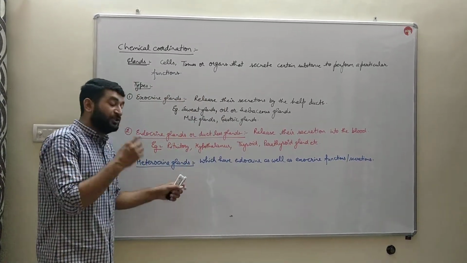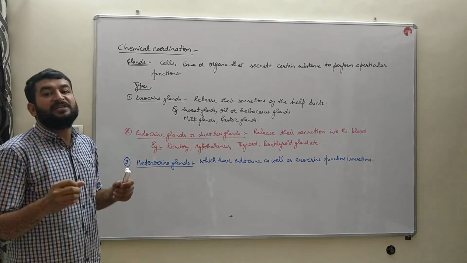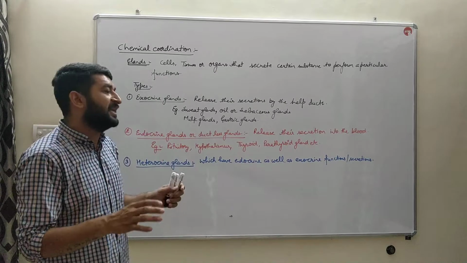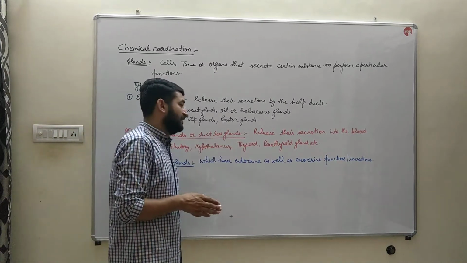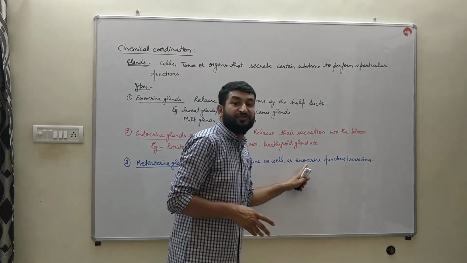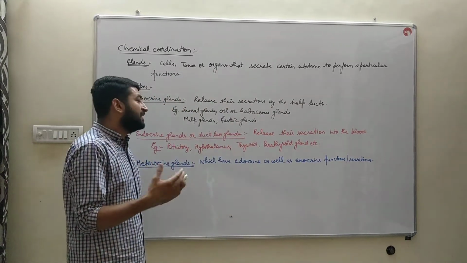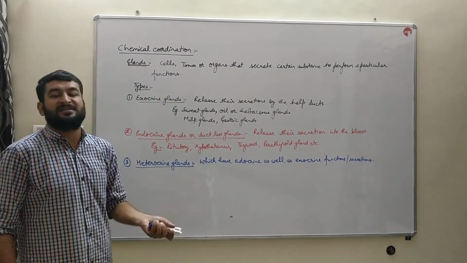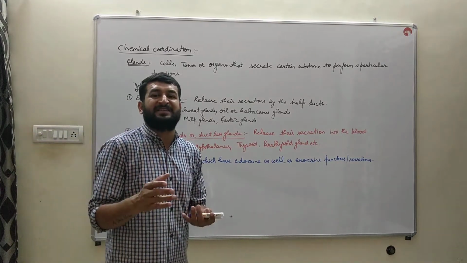These are the glands, children, which also perform endocrine function, they release their secretion into the blood, and with the help of blood they reach their target site. As well as they have exocrine functions or secretion, that is, they secrete their secretions onto the target site by the help of their respective ducts.